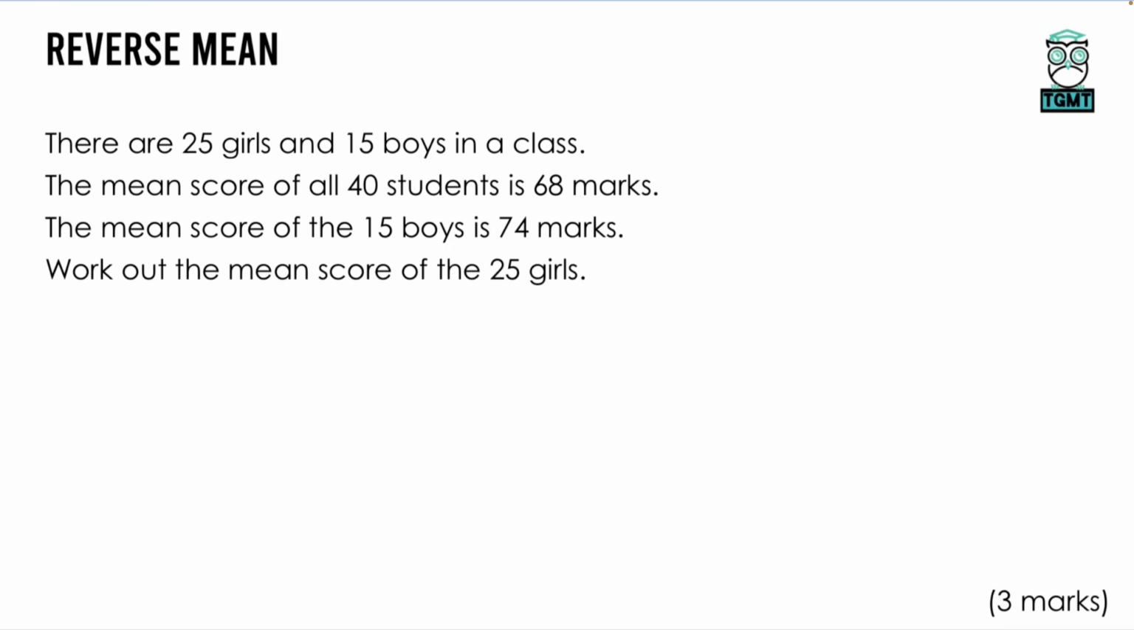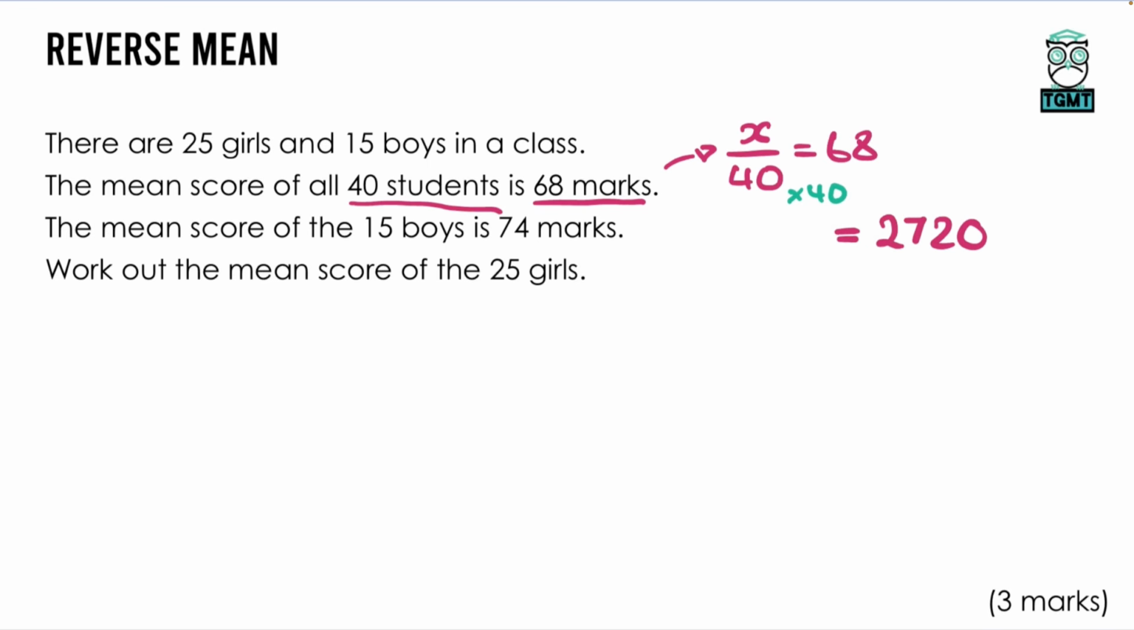So 40 students that have a mean of 68, we would have taken their total, let's call it X, divided by 40 and we'd have got 68. So in order to work out their total, we just need to multiply 68 by 40. So 68 times 40, I'm going to type that in on the calculator, gives me a total of 2,720, and that's for all of them. You can label that with whatever writing you want, but just remember that is an important number there. That's the total of everybody.